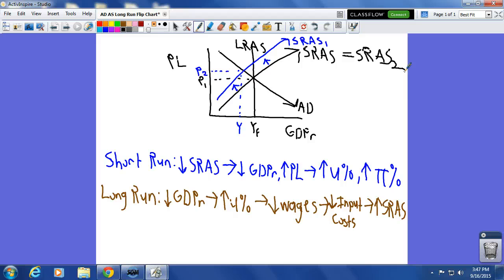So once again, going into the long run, we have lower real GDP. That implies that you have an increase in the unemployment rate. When you have an increase in the unemployment rate, that means people are desperately seeking work. They'll accept lower wages. So that implies you have lower wages, which implies that you have lower input costs, which is going to increase short run aggregate supply, thus shifting short run aggregate supply to the right. That's back to full employment output, or SRAS2.